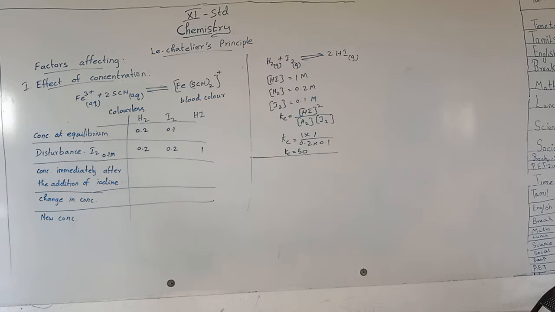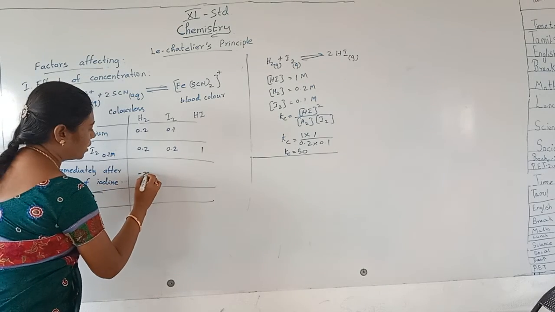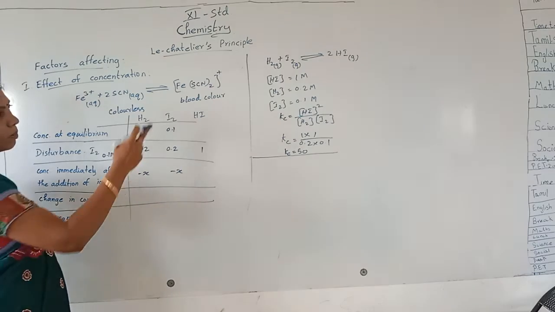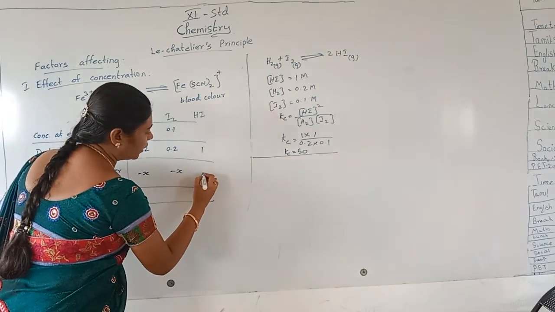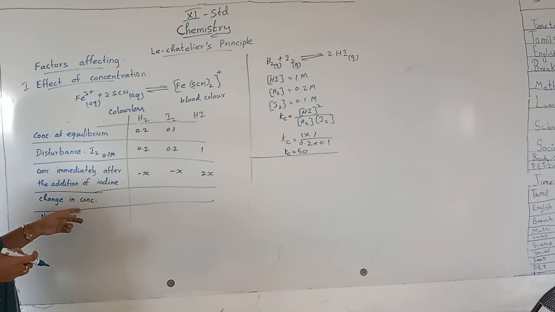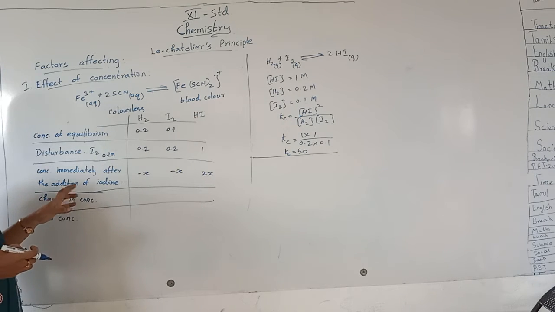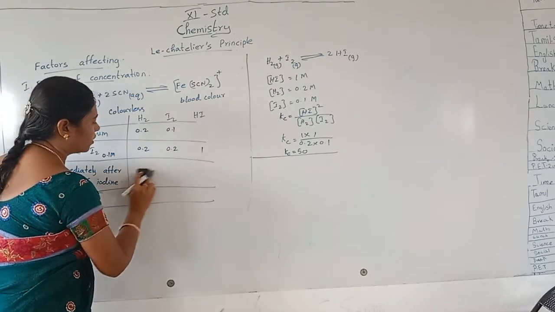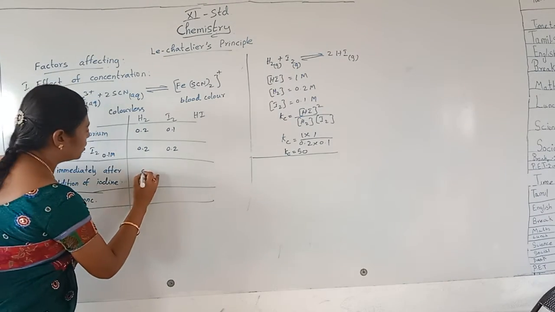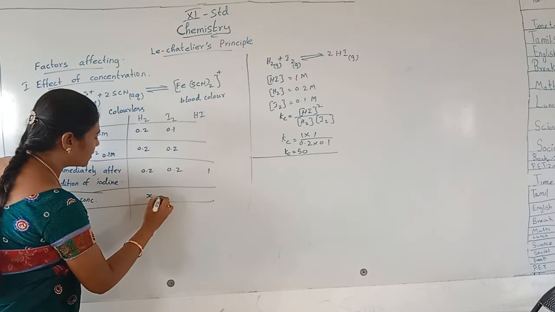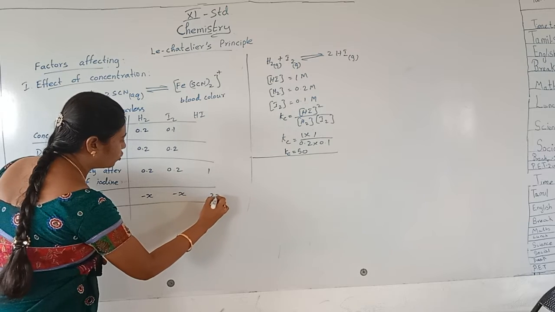In this the value is minus x. Okay, this is minus x. So next, to form 2 moles of hydrogen iodide, it is 2x. Okay. So next, the change in concentration. So the change in concentration: this value is 0.2, 0.2, 0.2, 0.21. So the change in concentration is minus x, then 2x.